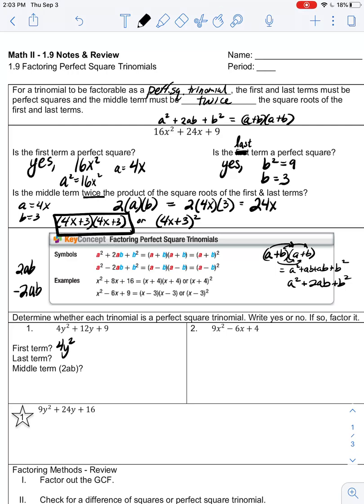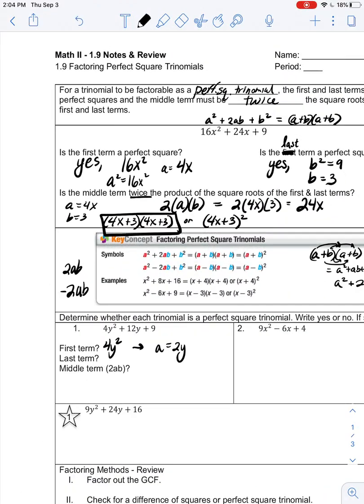So yes, 4y squared. If that's a squared, then that tells us that a is 2y. So the square root of 4y squared is 2y. The last term is 9. So that means that b is 3. And the middle term, we want to check to see if it's 2 times a, which we found is 2y, times b, which we found is 3. So 12y. Yes, that's the middle term. So that means it is a perfect square trinomial.